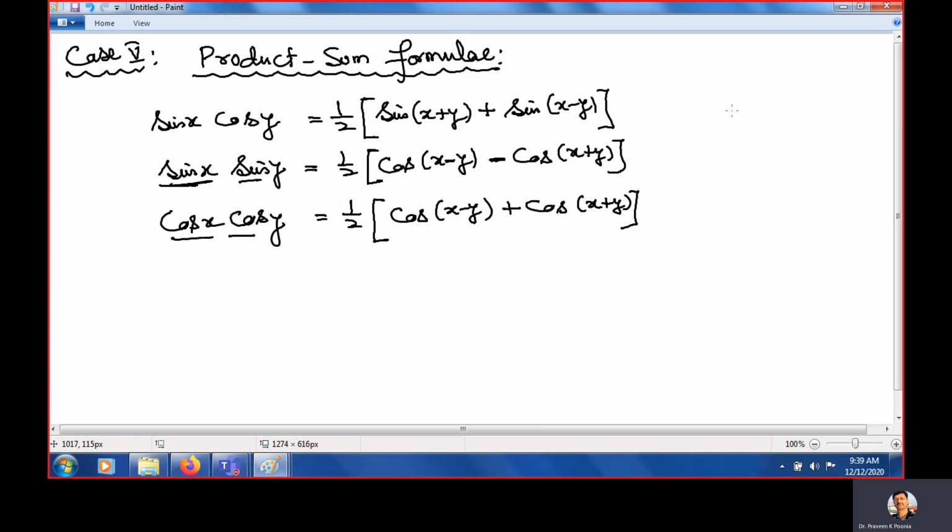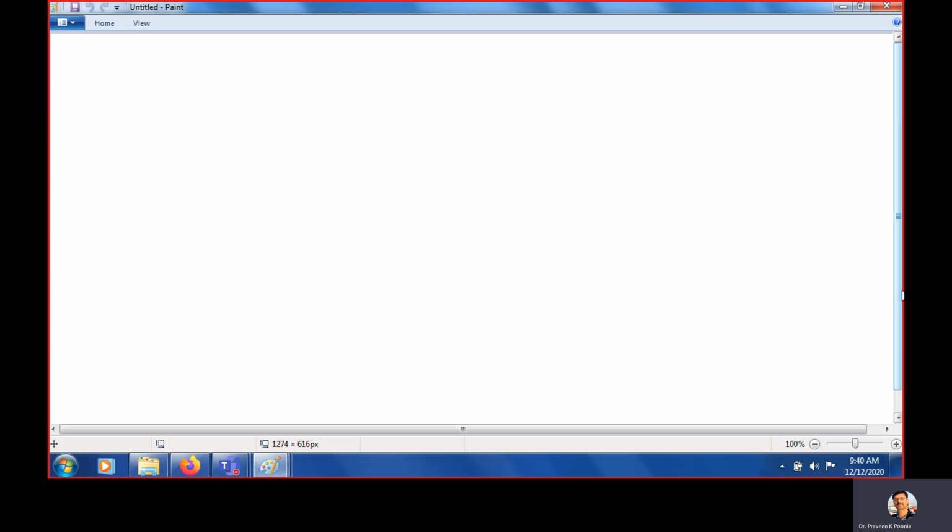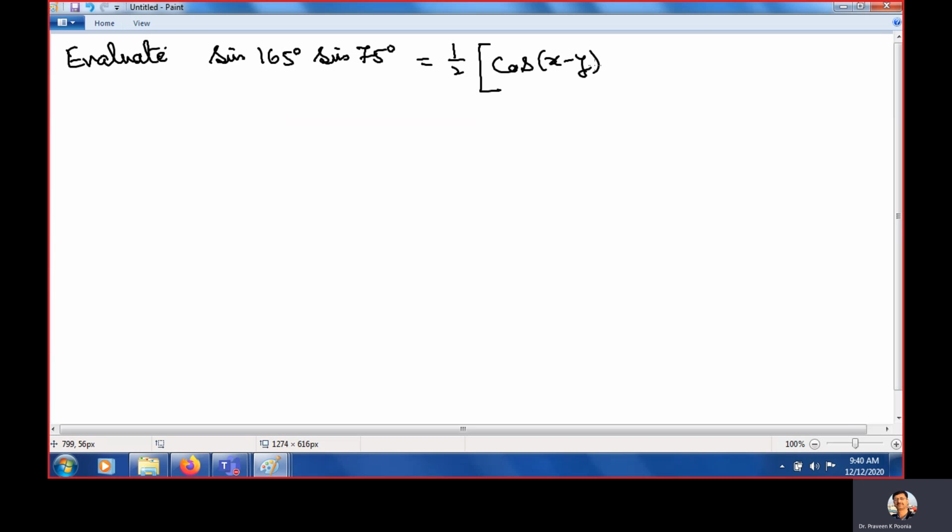There is only one type of problem we have discussed in the course material. And what is the question? Question is evaluate sine 165 degree, sine 75 degree. Clear? If this is the question, sine sine means 1 upon 2. What formula are we going to use? It is cos(x minus y) minus cos(x plus y).